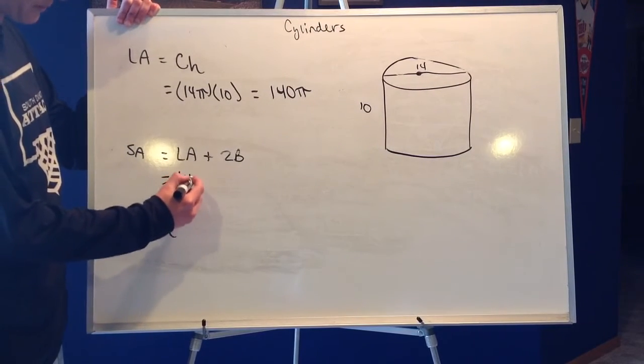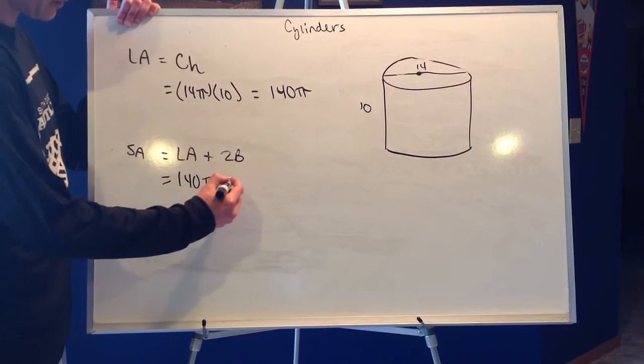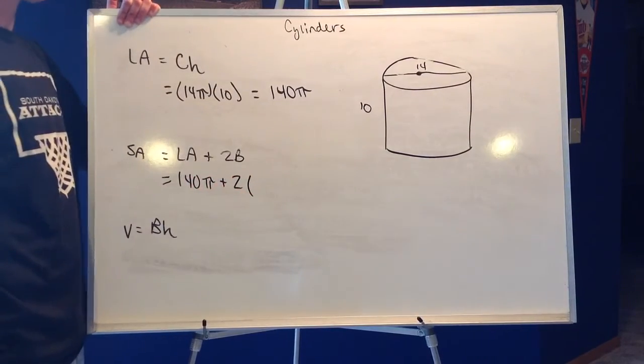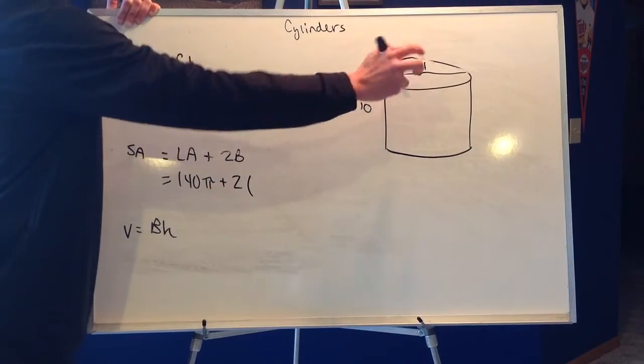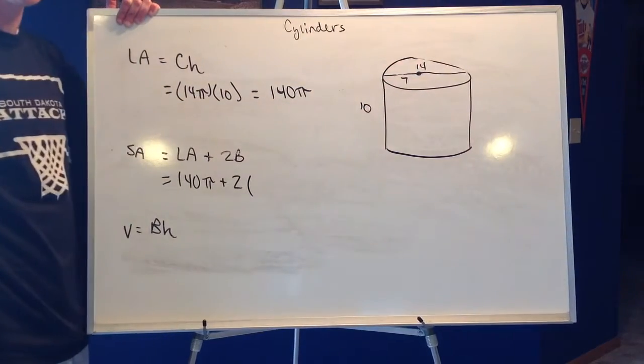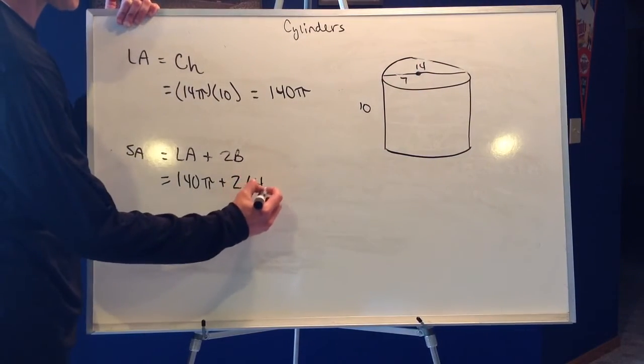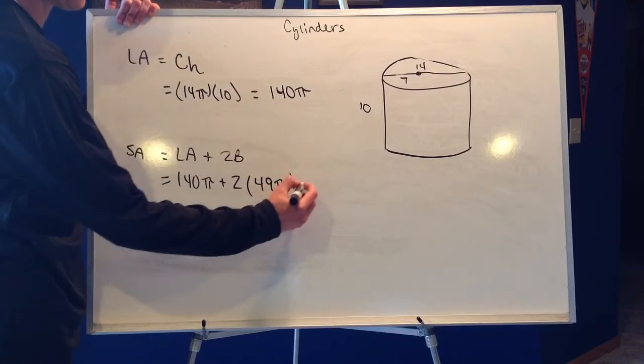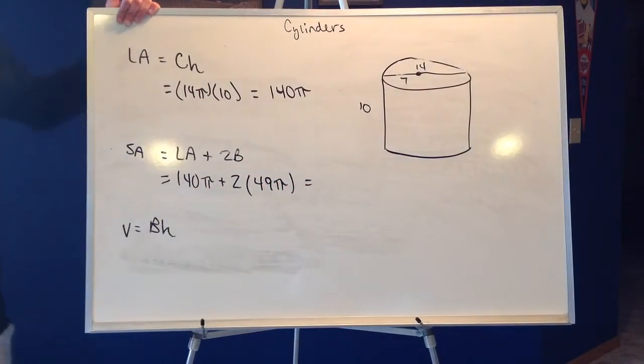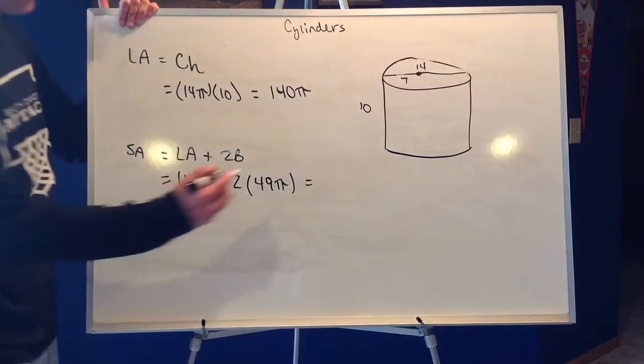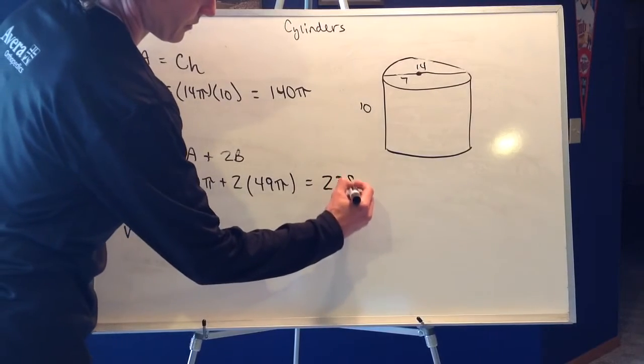Carry the 140 pi down. 2 times the area of your base, so if 14 is diameter, that means 7 would be the radius. 7 squared would give us 49. Okay, put that in the calculator and you end up with 238.